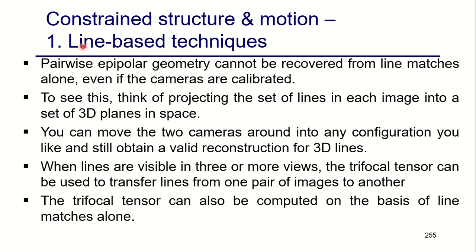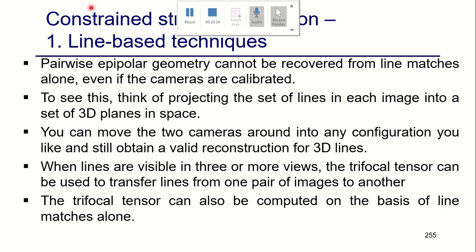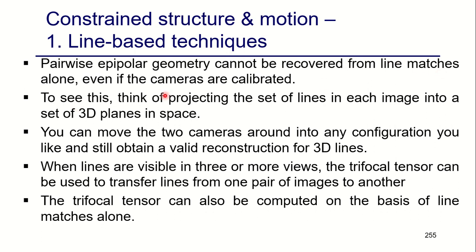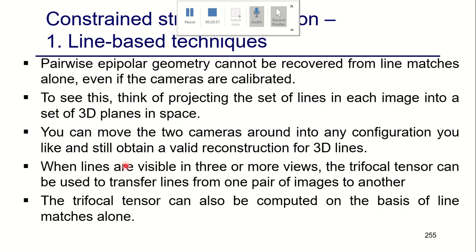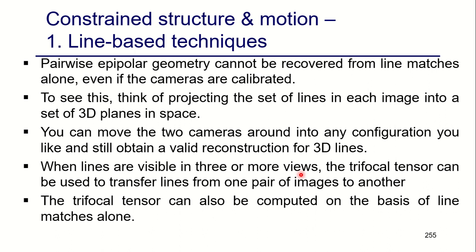And in line-based techniques, the pairwise epipolar geometry cannot be recovered from line matches alone, even if the cameras are calibrated. To see this, think of projecting the set of lines in each image into a set of 3D planes in space. So you can move the two cameras into any configuration you like and still obtain a valid construction for 3D lines. When lines are visible in three or more views, the trifocal tensor can be used to transfer lines from one pair of images to another. The trifocal tensor can also be computed on the basis of line matches alone.